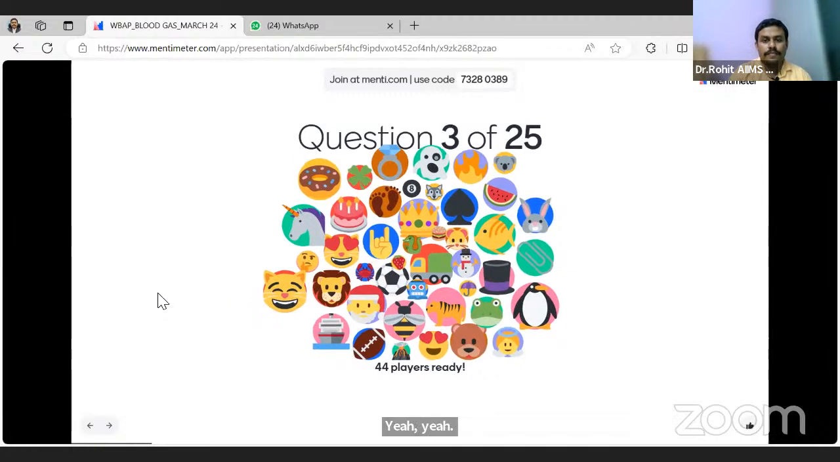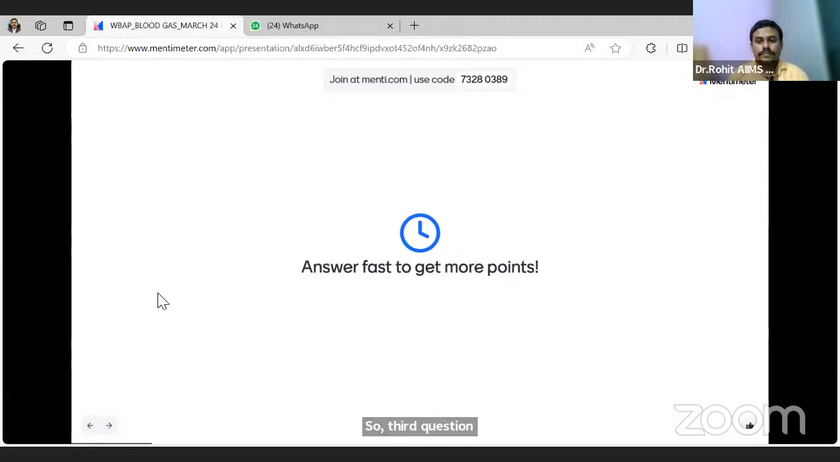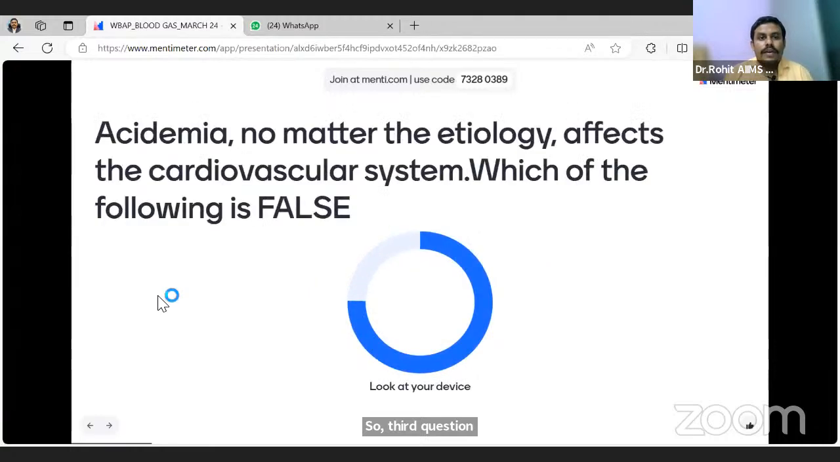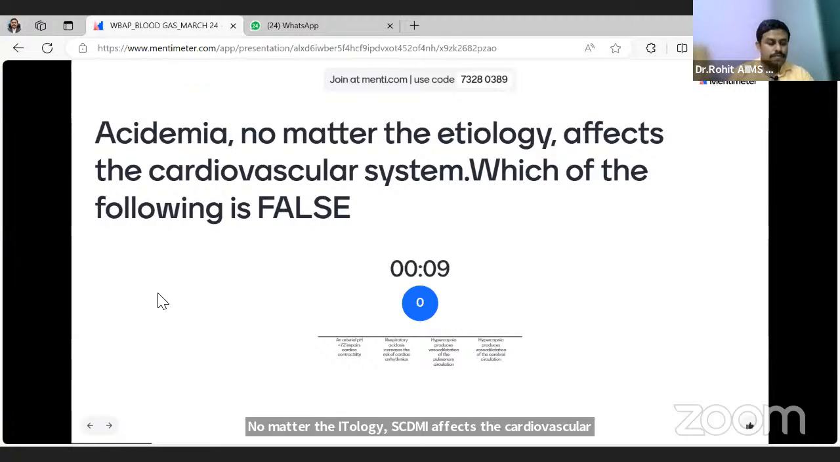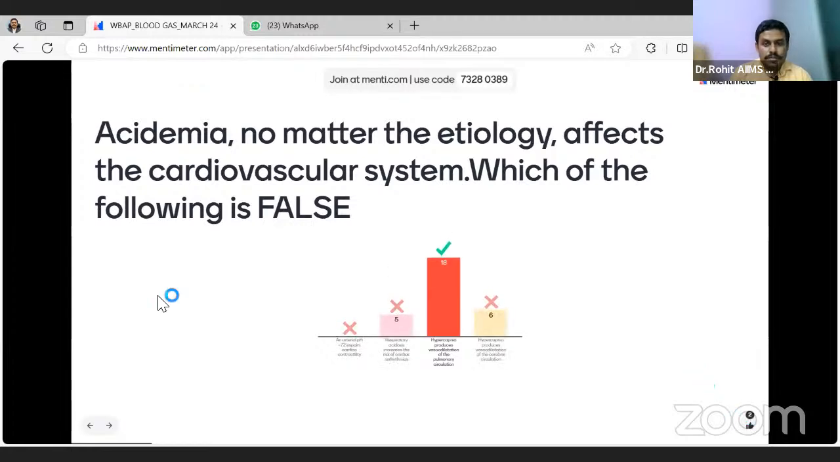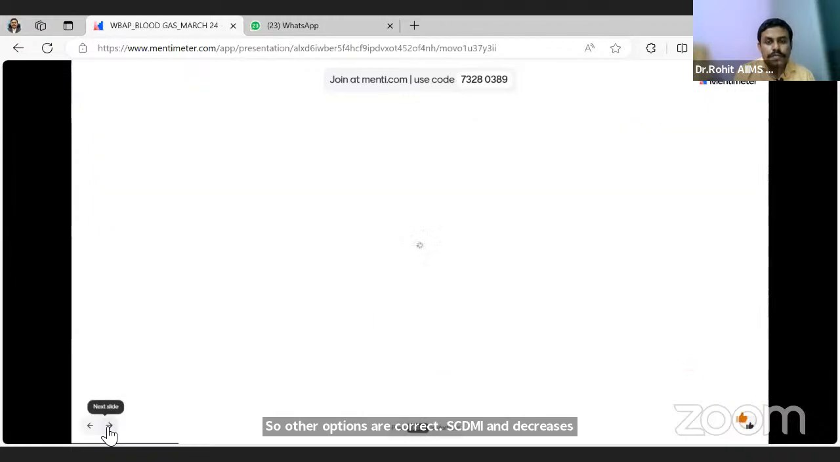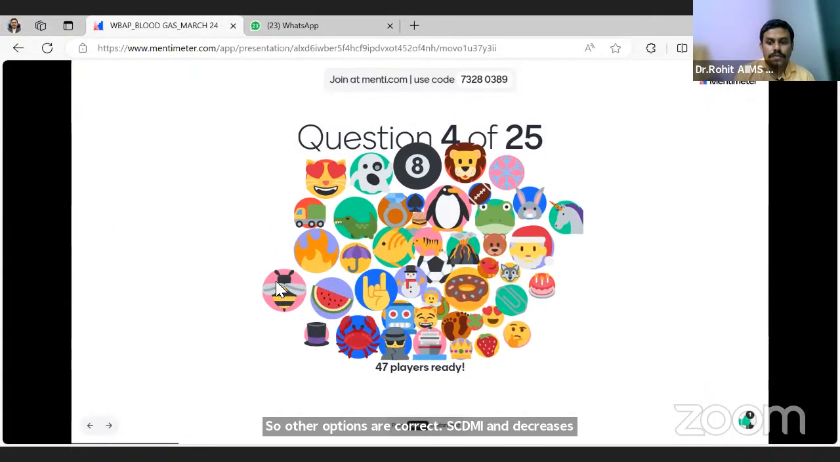So third question. No matter the etiology, acidemia affects the cardiovascular system. Which of the following is false? The other options are correct. Acidemia decreases cardiac contractility. Question number 4.